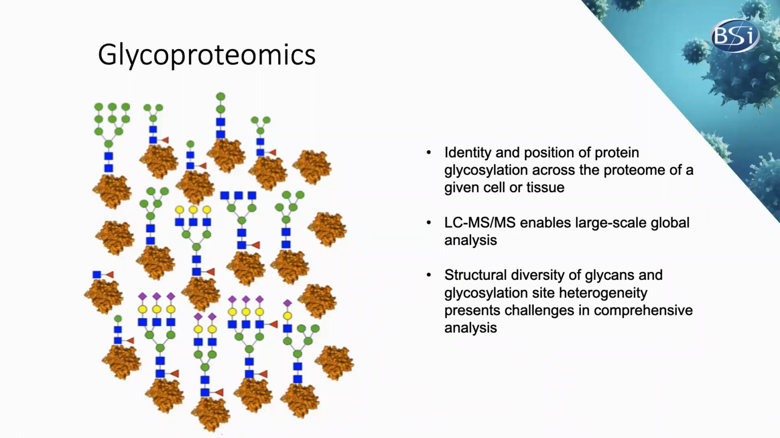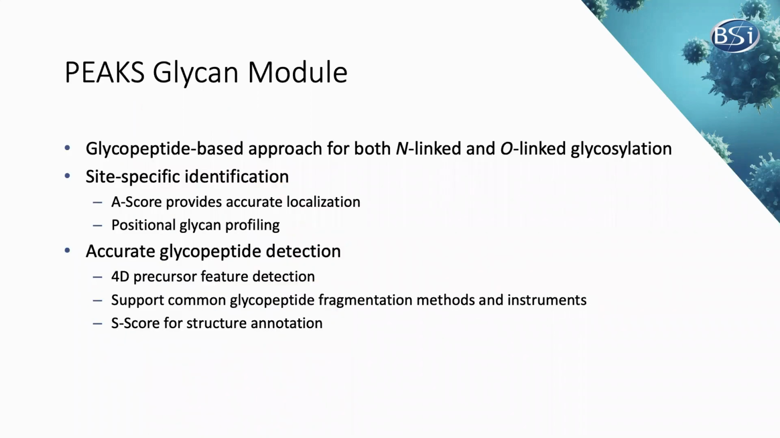And so in order to overcome this challenge, we need software to do this. And that's why we developed PEAKS Glycan Module. As Zach mentioned, it's a glycopeptide-based approach for both N-linked and O-linked glycosylation. It assigns glycan sites specifically within a peptide, and we provide a score that can provide the user some confidence in whether the glycan is accurately localized to a specific site within the peptide.